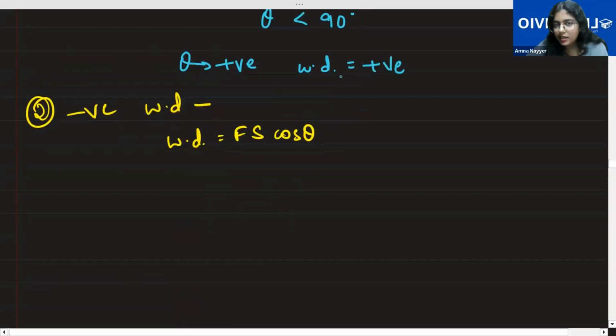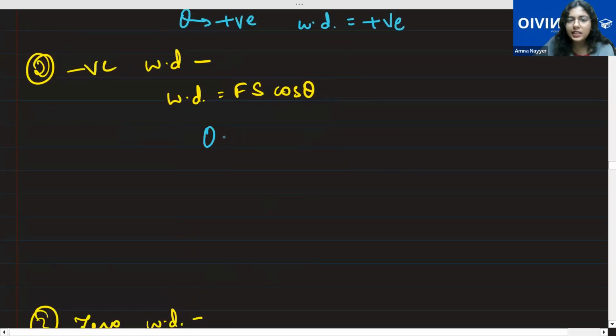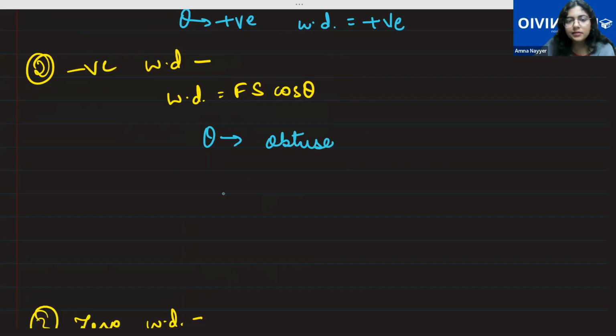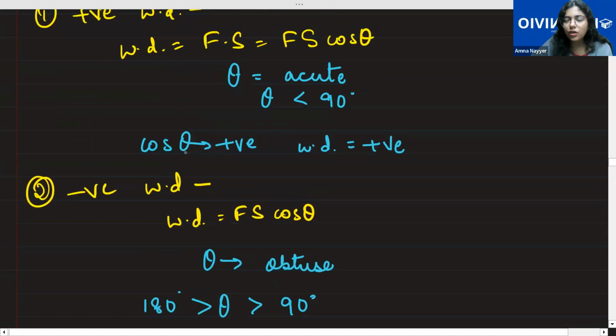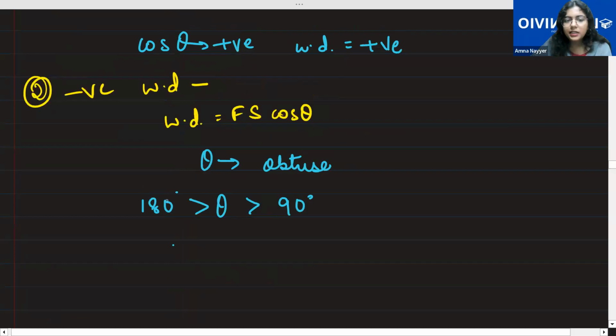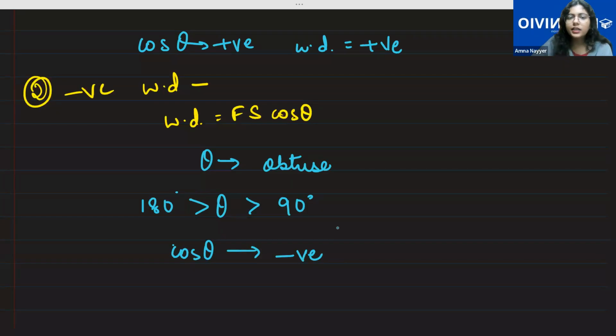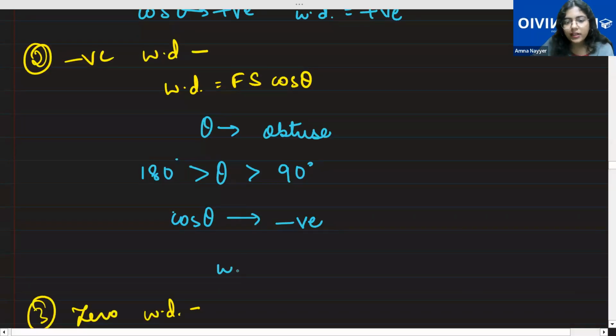Second is negative work done. Negative work done basically means theta is obtuse. An obtuse angle means theta is more than 90 degrees but less than 180 degrees. Here cos theta will be negative. I forgot to write cos here. Eventually, the work done will come out to be negative.